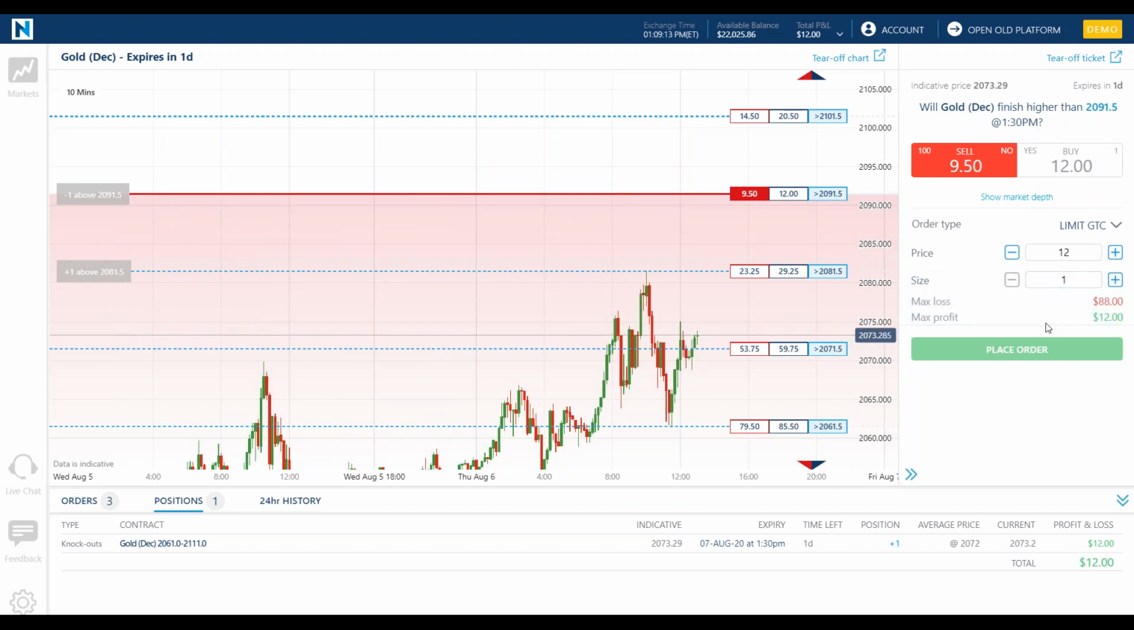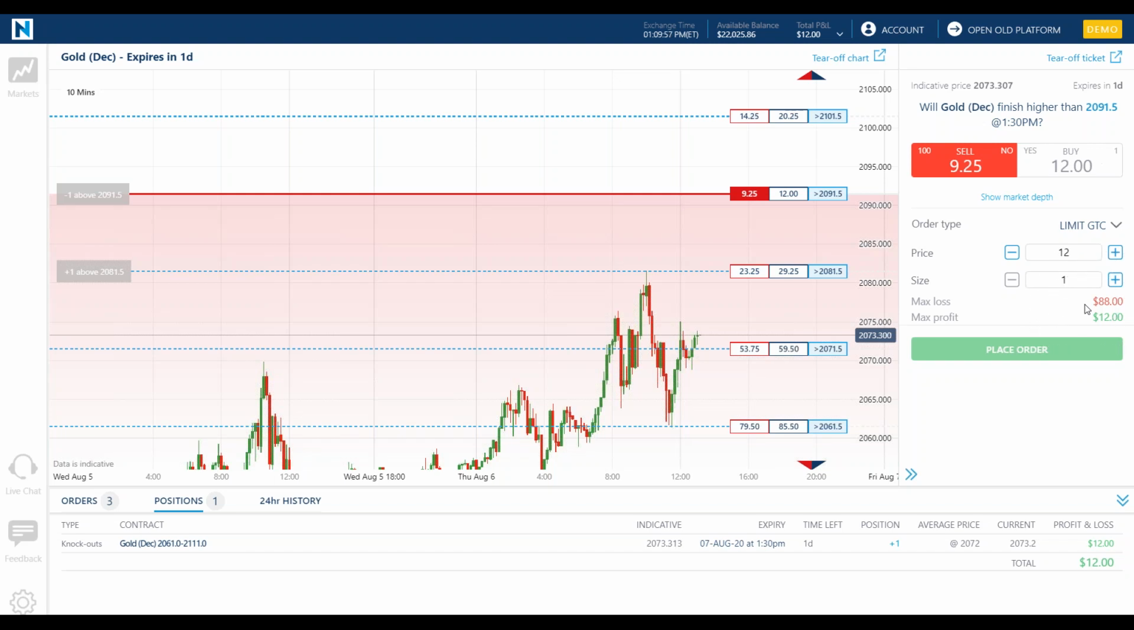Now, what am I doing here? If I sold one of these at 12 and it does not settle above 2091 and a half, if it stays below there, the contract will go to 0, and I will have sold it for 12. I would profit $12. I can't make any more than $12, but if it settles at 2091 and a half or lower, I collect my $12. If it settles higher than 2091 and a half, it would go to 100, and I would lose $88.